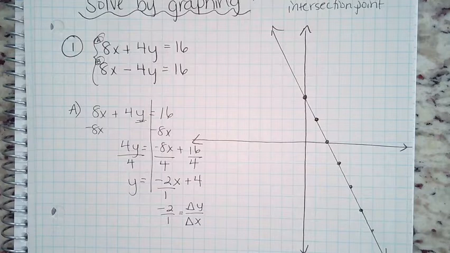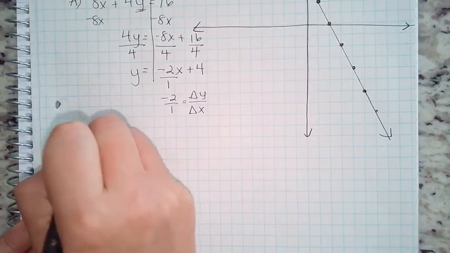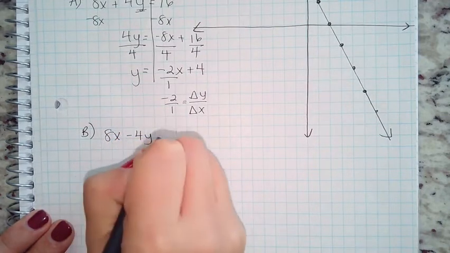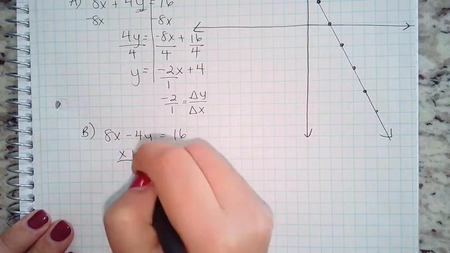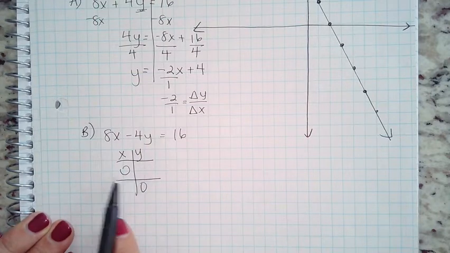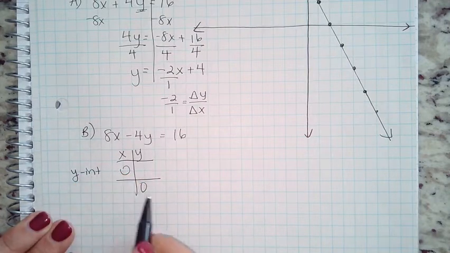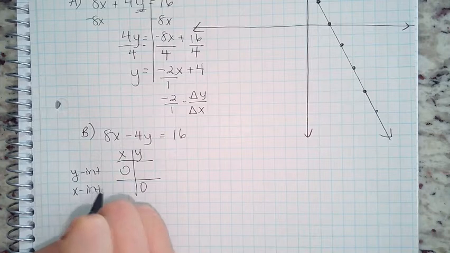So for B, I'm going to go down a little. For B, I'm going to take the equation, 8x minus 4y equals 16, and I'm going to do it using the other method. So I'm going to find my intercepts. So this is going to be where it is on the y-axis, or my y-intercept, and this is going to be where it crosses on the x-axis, which is my x-intercept.